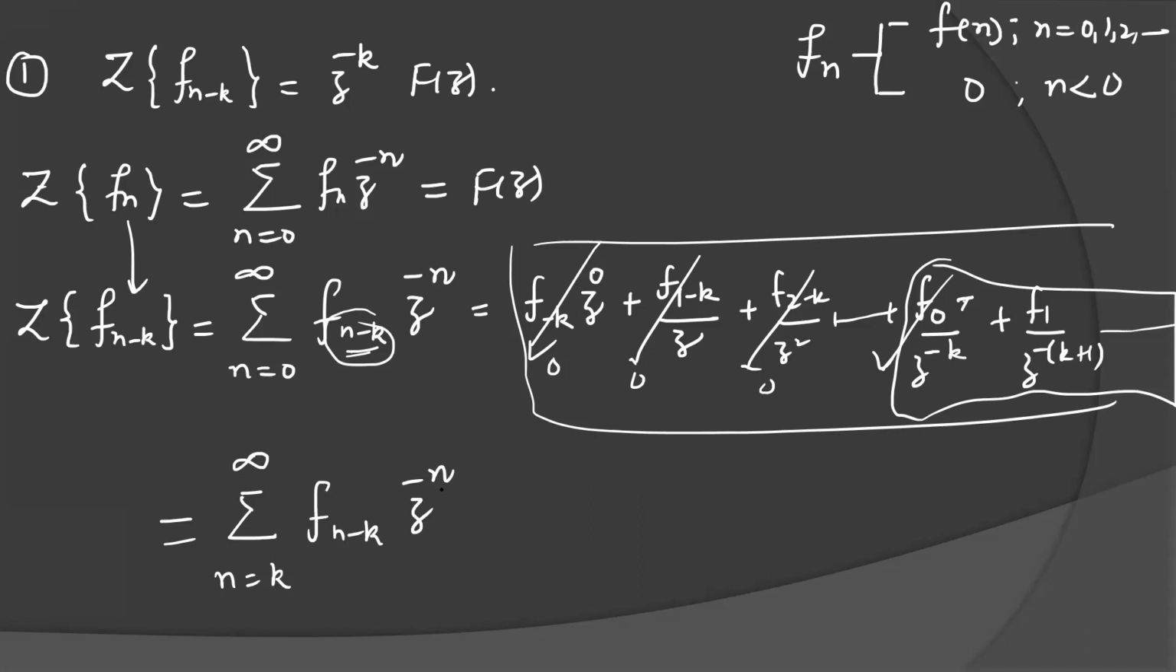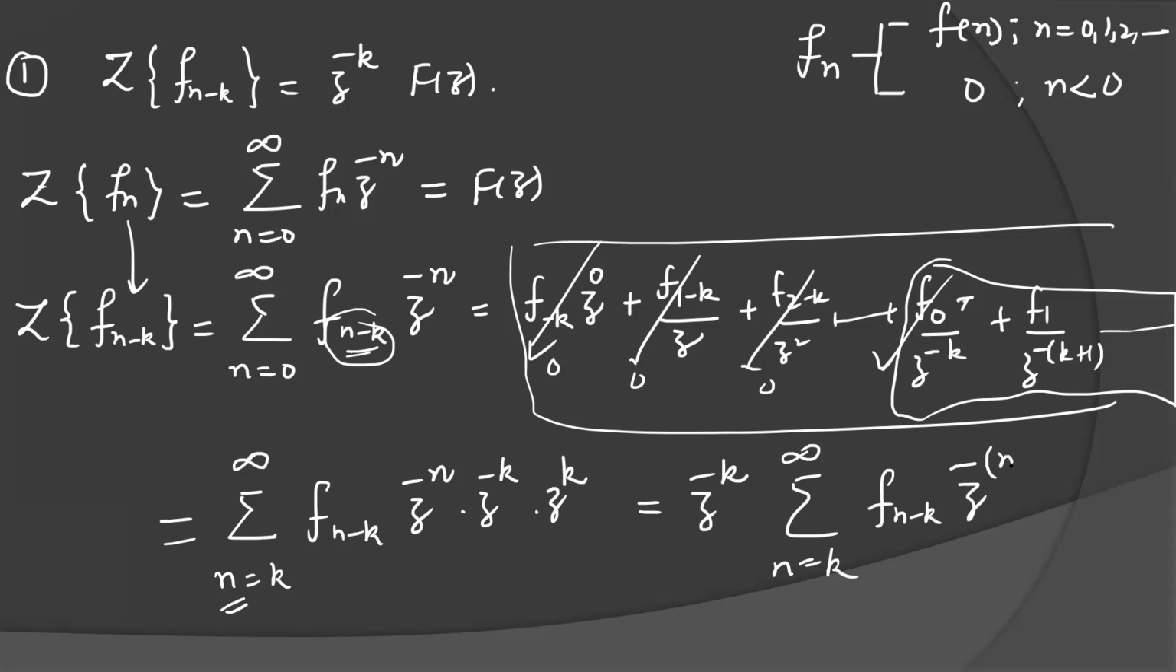Now we want to make a similar term here. So multiply with z to the power minus k and z to the power plus k. Now we can take z to the power minus k outside, because n is varying, not k. And inside you can write n equal to k to infinity f of n minus k z to the power minus n plus k. So it will be minus n plus k, and it will be adjusted with z to the power minus k.